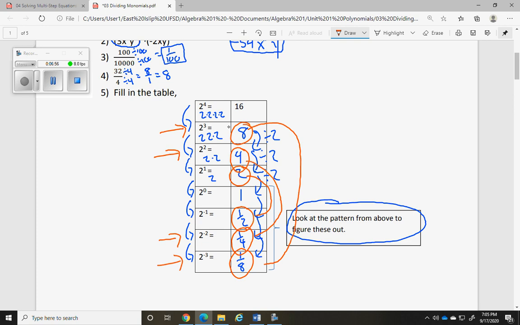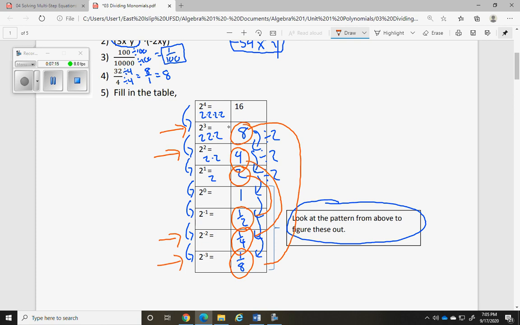Interesting, right? When your exponent is negative, it flips it around. It's just the reciprocal of the positive. And that actually is the true definition of negative exponents. Negative exponents always are the reciprocal of the positive.